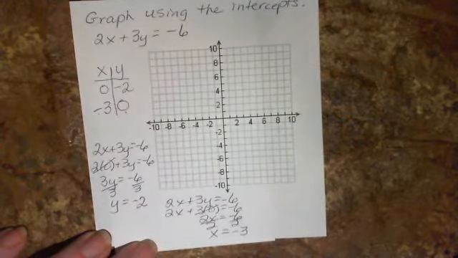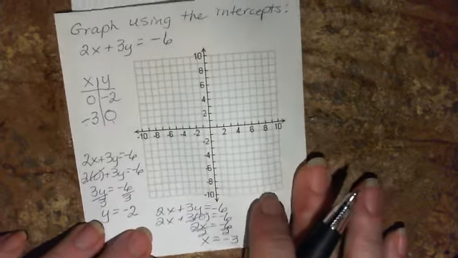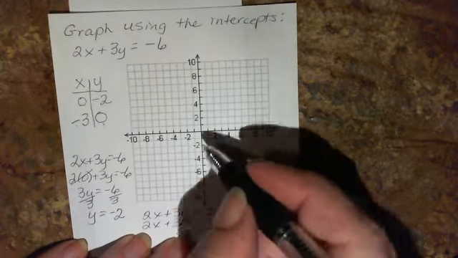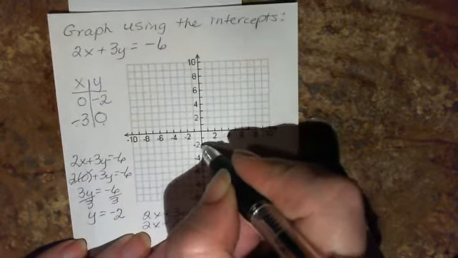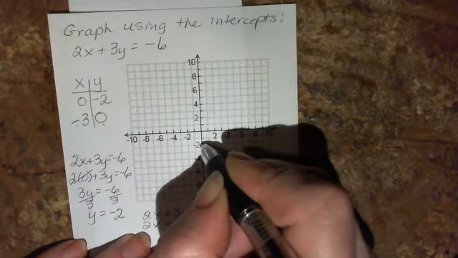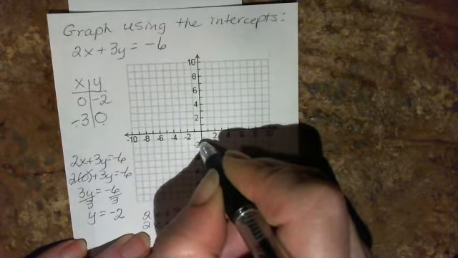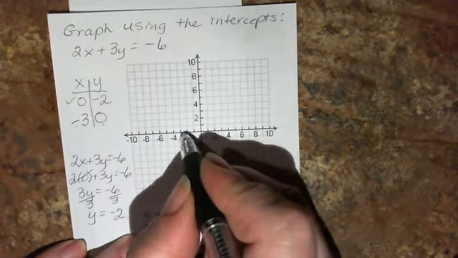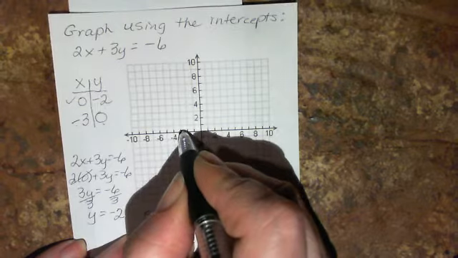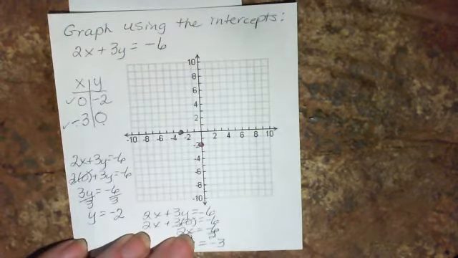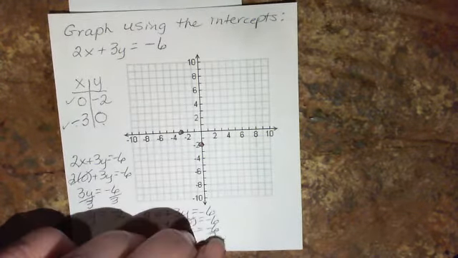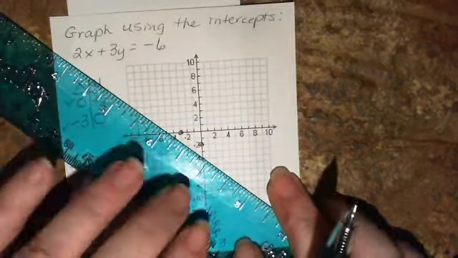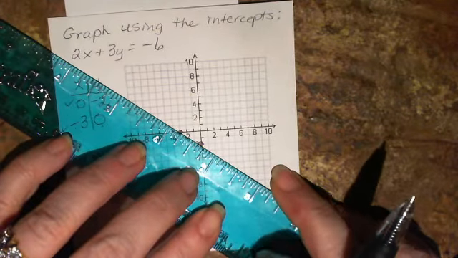Now that gives us two ordered pairs, and we can graph the line with 2 points. So we're going to mark our 2 points. 0, -2 is our y-intercept, and -3, 0 is our x-intercept. Now we get a straight edge and we connect those points, and we have graphed the equation using the intercepts.